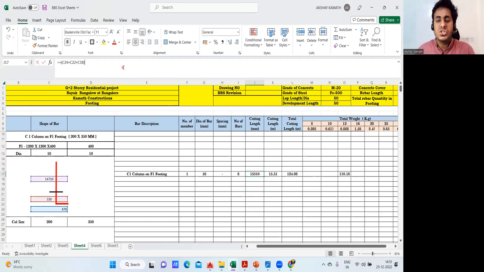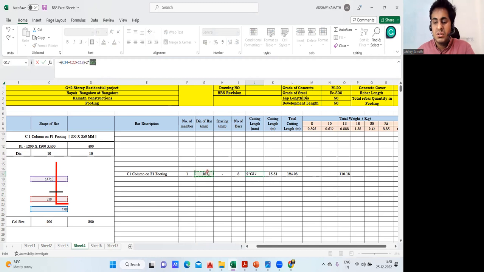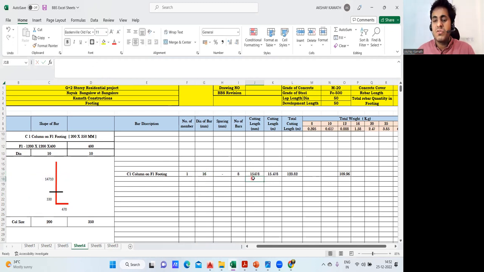Suppose you are doing a bend deduction, say 2 into this D. Where is the D? 16. So now the cutting length has come to 15478. According to that, 109.96 of steel has gone. Accordingly, we are going to make a payment to the contractor considering this.